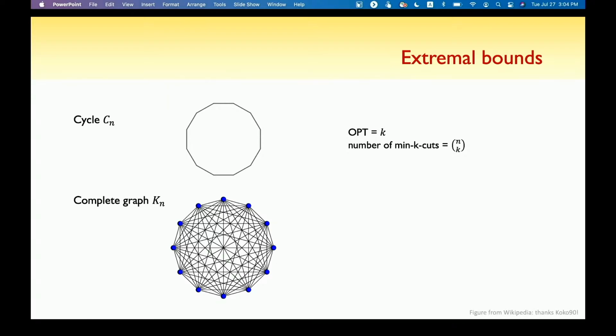Another interesting example is the complete graph with n vertices. So if you're given K_n, and suppose that n is much larger than k, can you guess what's going to be the optimal k-cut?